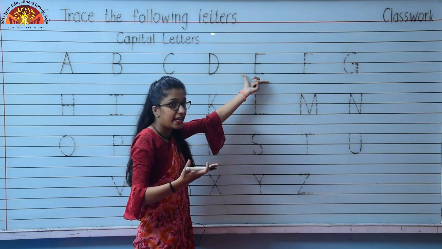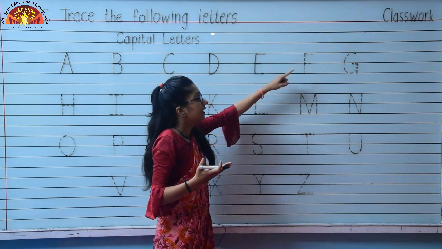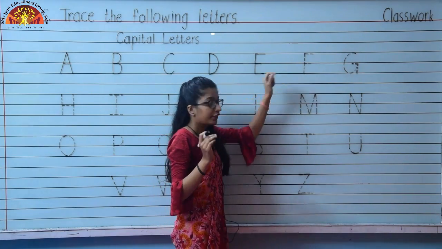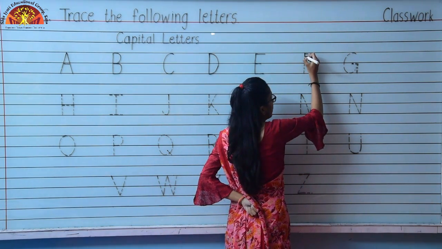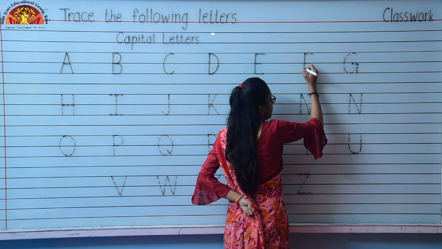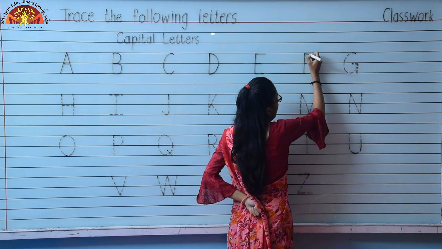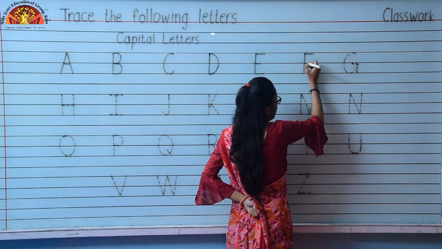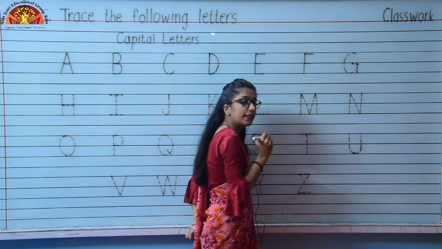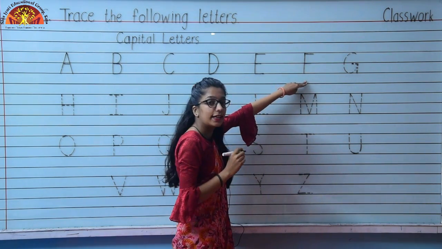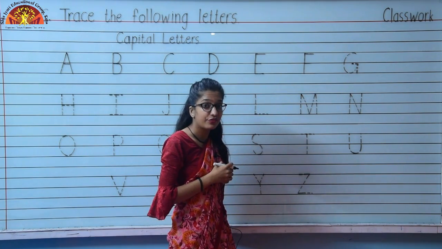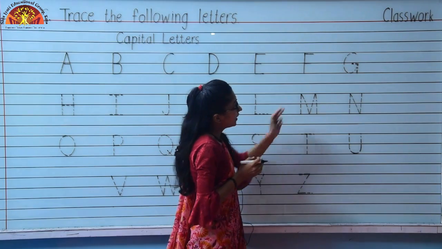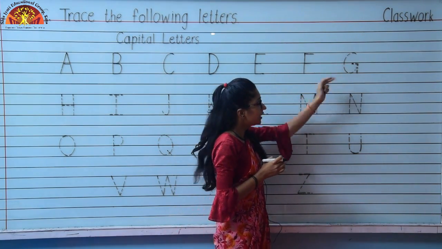Now after E, next letter is letter F. So let's start tracing. Draw standing line, sleeping line, one more sleeping line, like this. This is capital letter F. Now what comes after capital letter F? Tell me. It's G. Capital letter G.